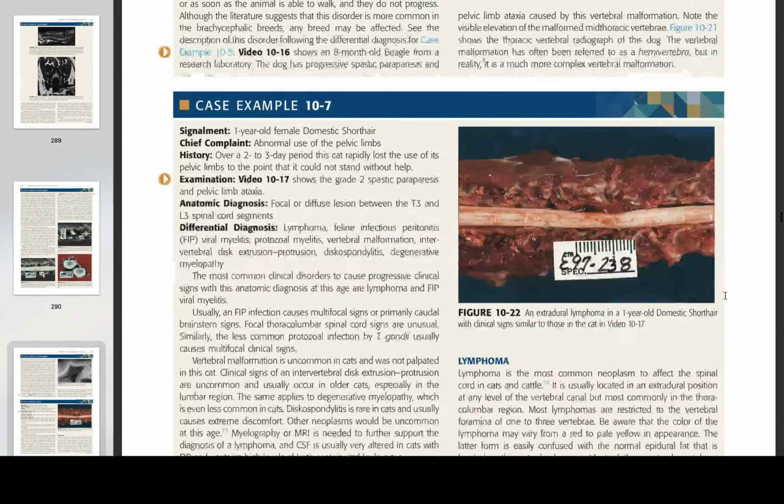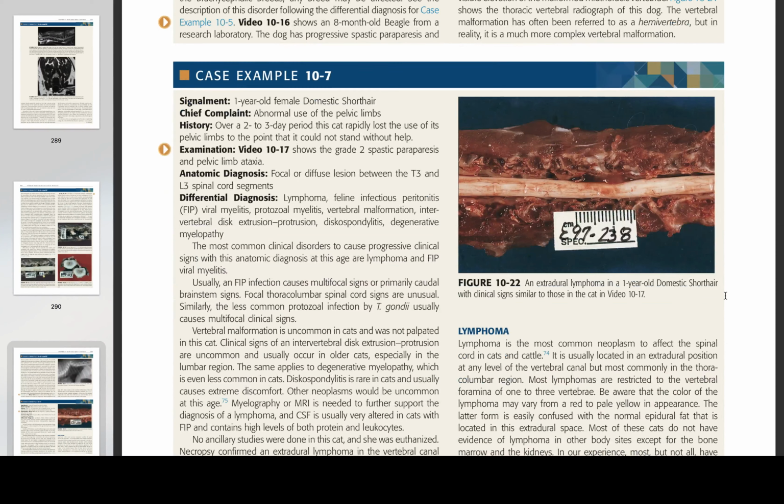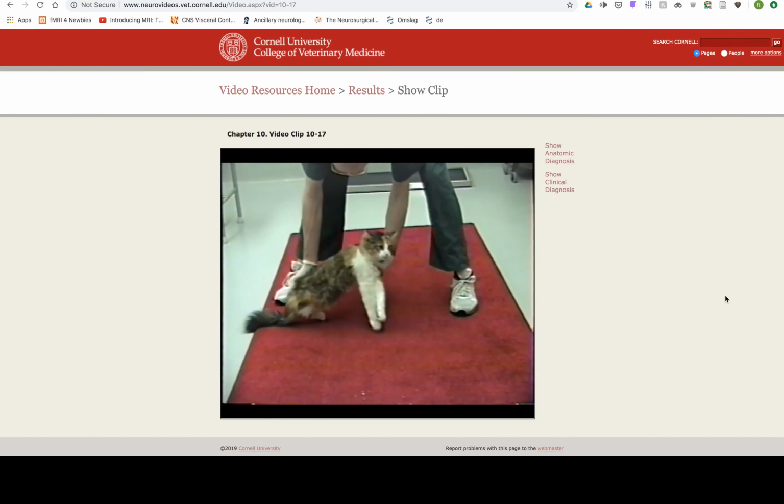Figure 10-22. Lymphoma is the most common neoplasm to affect the spinal cord in cats and cattle. It is usually located in an extradural position at any level of the vertebral canal but most commonly in the thoracolumbar region. Most lymphomas are restricted to the vertebral foramen of 1 to 3 vertebrae. Be aware that the color of the lymphoma may vary from red to pale yellow in appearance. The latter form is easily confused with the normal epidural fat that is located in this extradural space.